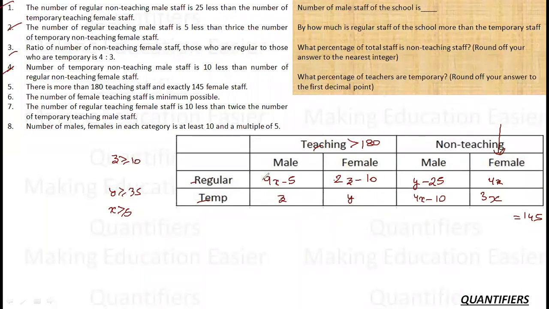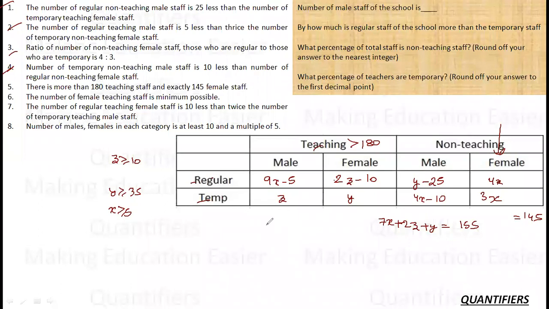Now, what else do I have? Okay, now I have some general equations that I formed. Number of female staff is 145. So females is 145, which means 2z minus 10 plus y plus 4x plus 3x is equivalent to 145, or 4x plus 3x is 7x plus 2z plus y is equal to 155. This is my first equation.